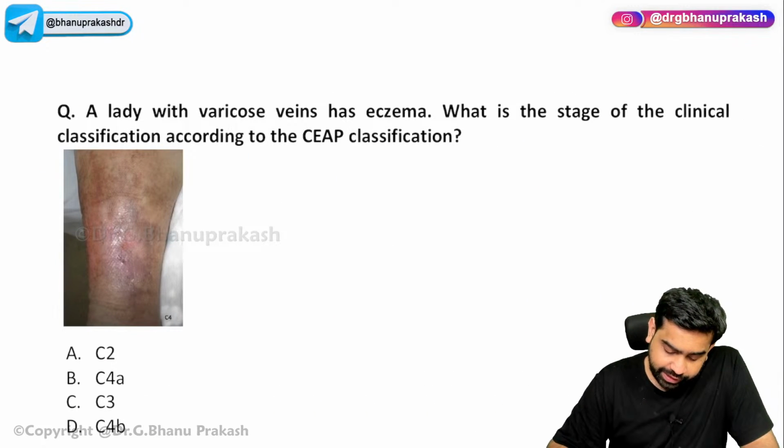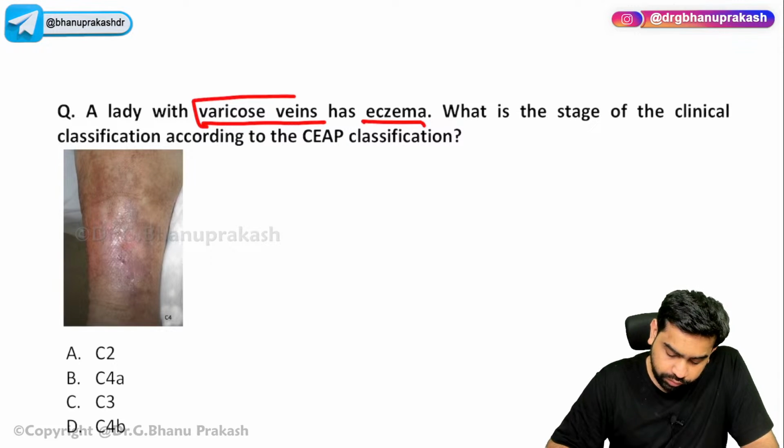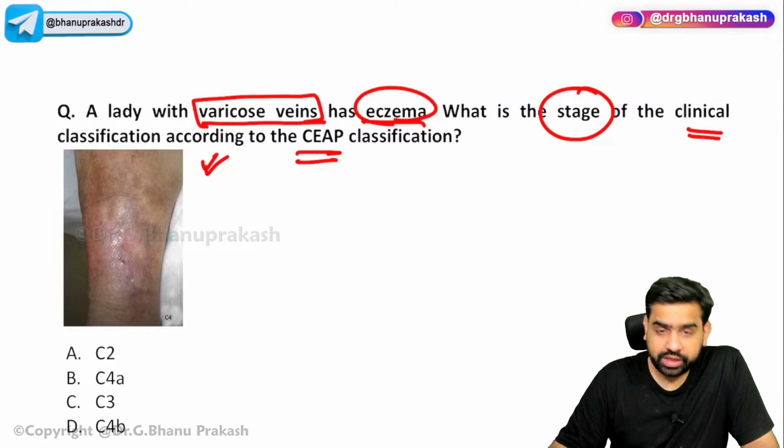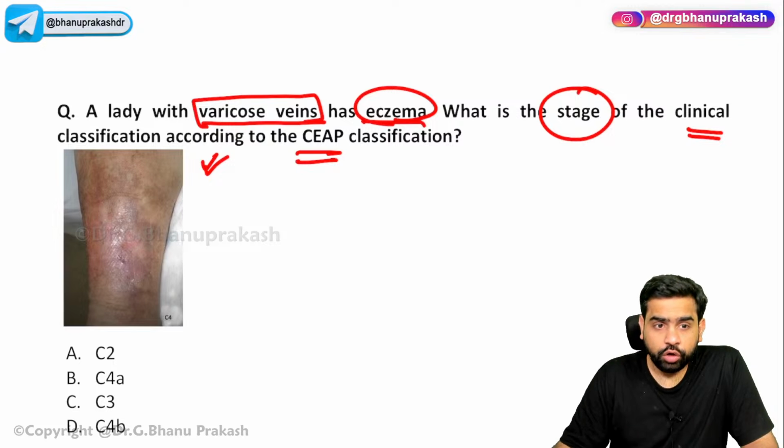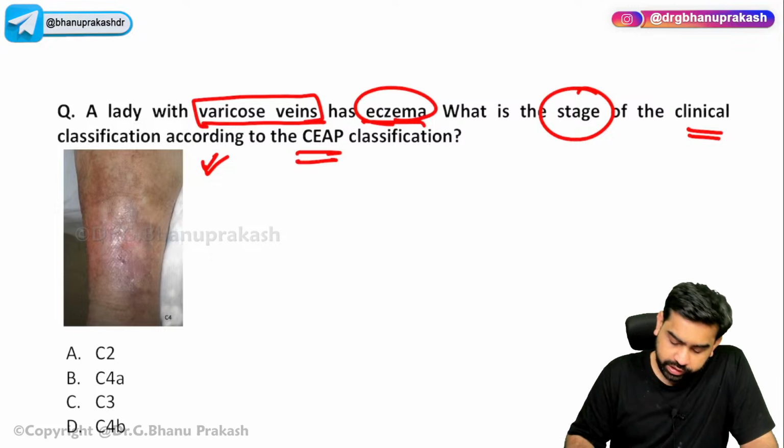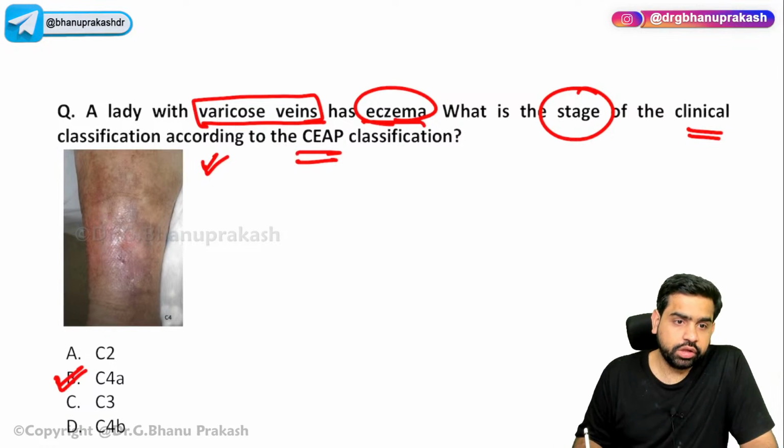So there's a lady with a varicose vein who has eczema. What is the stage of the clinical classification as per the CEAP? We are talking about the CEAP classification over here. What is the C, the clinical classification as per the CEAP? Is it C2, C4A, C3 or C4B? Yes, the answer over here is C4A, guys.